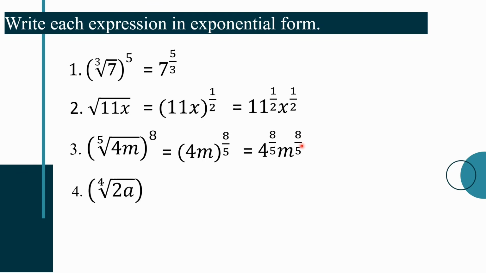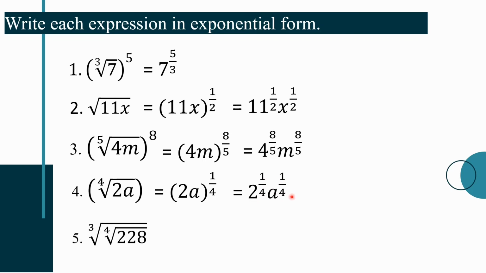Good. Number 4. Fourth root of 2a. So here, ang exponent ng ating radicand is 1 kasi wala tayong nakikita. So therefore, we have 2a raised to the power of 1/4. So 1 yung numerator and then index natin is 4 kaya naging 4 ang denominator. So we have 1/4. Now distributing again, we have 2 raised to 1/4, a raised to 1/4. Madali lang, di ba?